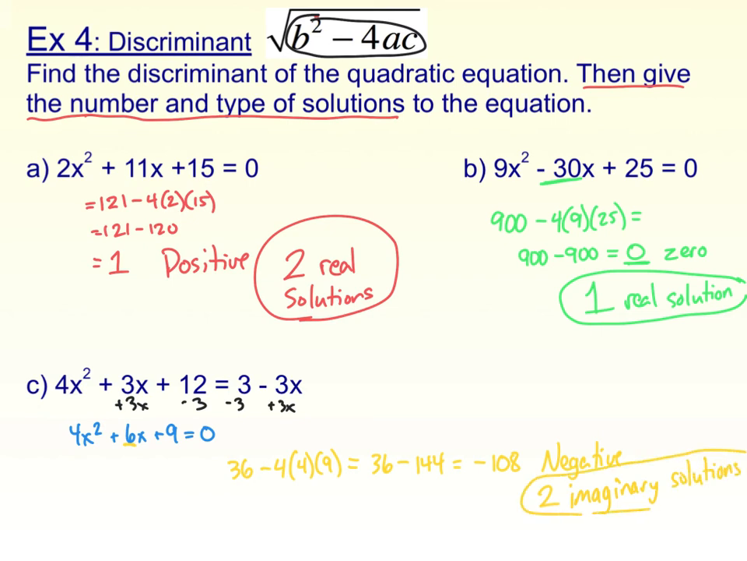All right, so again, we're not asked to find the solutions, we're just asked to find the type of solutions and how many. So again, your only options are 2 real, 1 real, or 2 imaginary. You can't have 1 imaginary and 1 real. That wouldn't work for a quadratic because it either crosses the x-axis twice, once, or not at all.